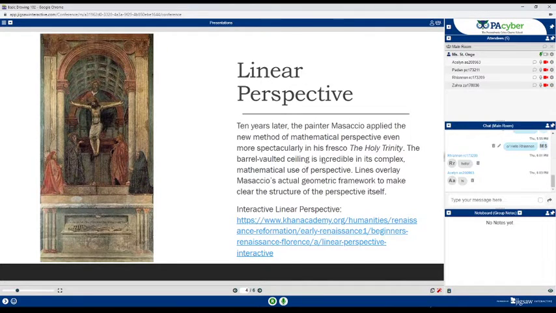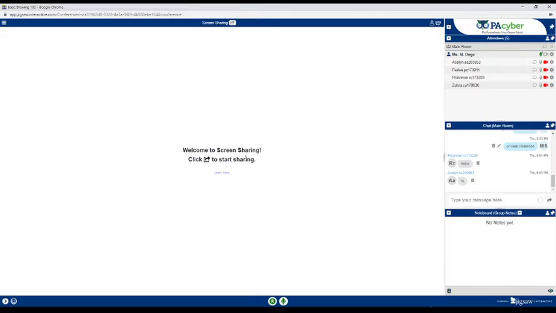So the next thing that I wanted to show you, hopefully you guys can click the link from this page, but if not, there's the link here. Basically, if you open up this page, this will give you the website under Khan Academy, and this will allow you to play around with linear perspective. So what I'm going to do is go ahead and share my screen here, so you guys can see.